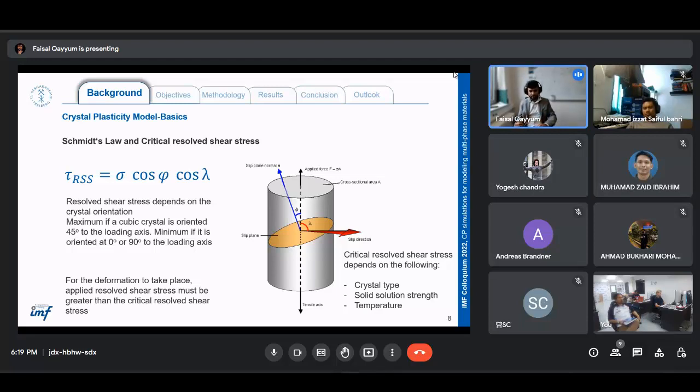So then the resolved shear stress will be very high as compared to the critical resolved shear stress. For the deformation to take place, applied resolved shear stress must be greater than the critical resolved shear stress. And the critical resolved shear stress depends on crystal type, solid solution strengthening, and temperature. So this is just a general overview of how we are resolving the overall load on a specific local grain or an element.